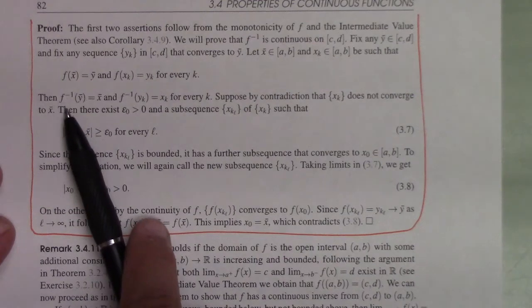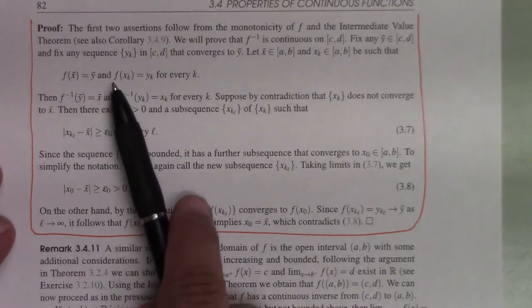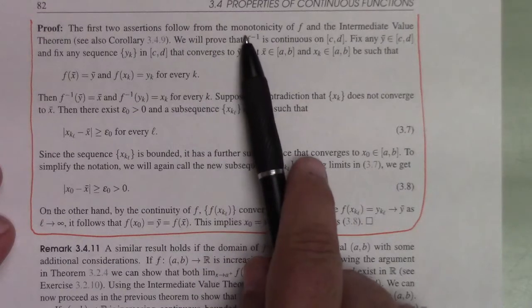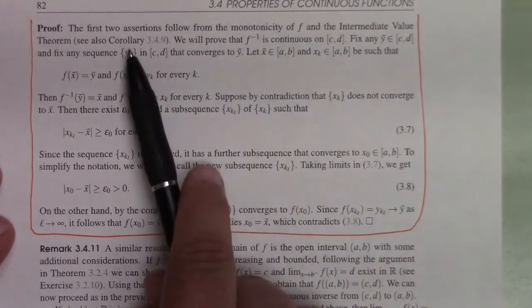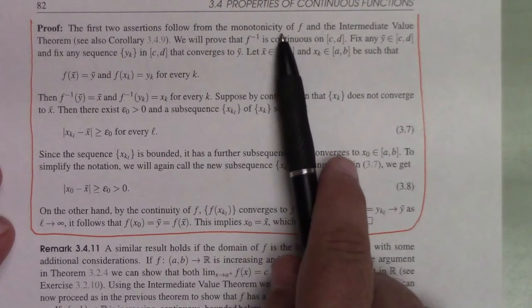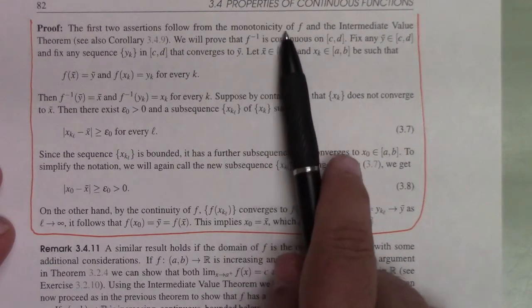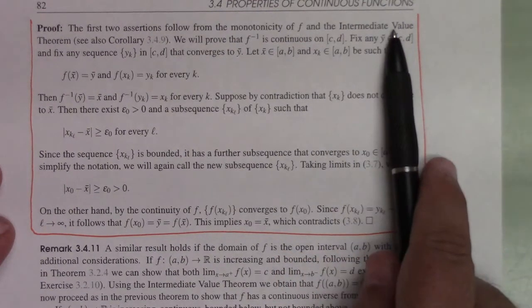And then f inverse of y bar equals x bar. By the way, I skipped the first sentence here. He says the first two assertions follow from the monotonicity of f and the intermediate value theorem. In other words, because it's increasing, that gives you the one-to-one property, and the corollary to the intermediate value theorem said that.